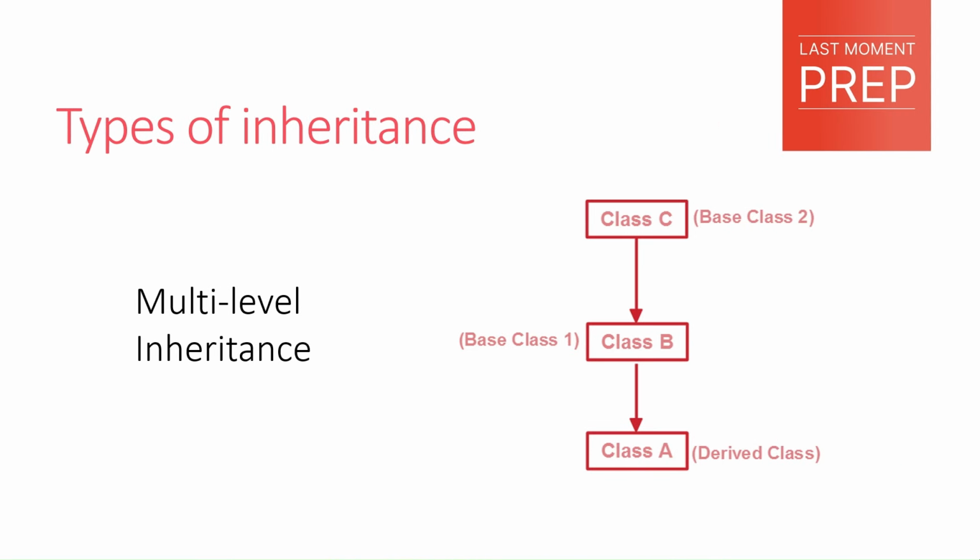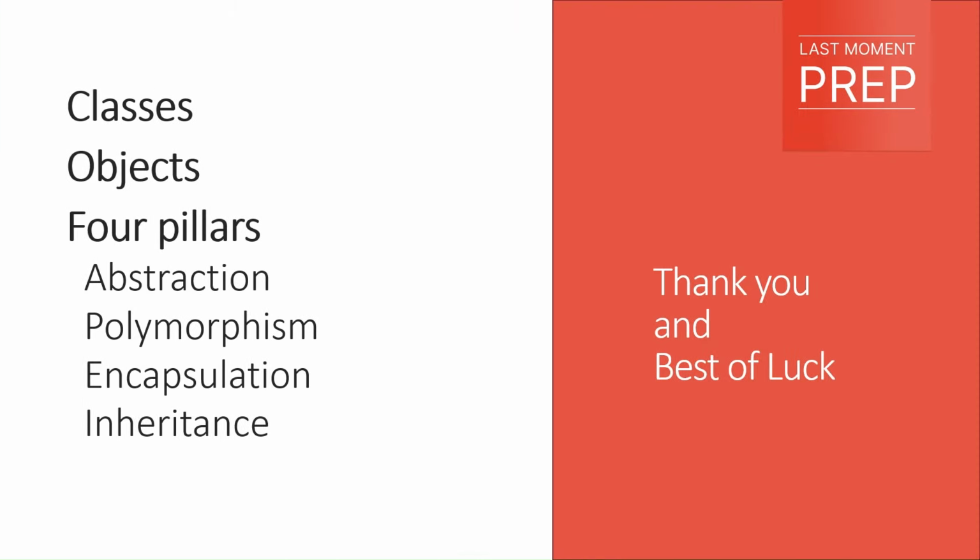Then finally, we have multi level inheritance, where a grandparent can be extended by a parent, and then further its child can extend its own parent. So this sort of generational hierarchy is formed due to multi-level inheritance. So these were the three types of inheritance, and here we conclude our video.